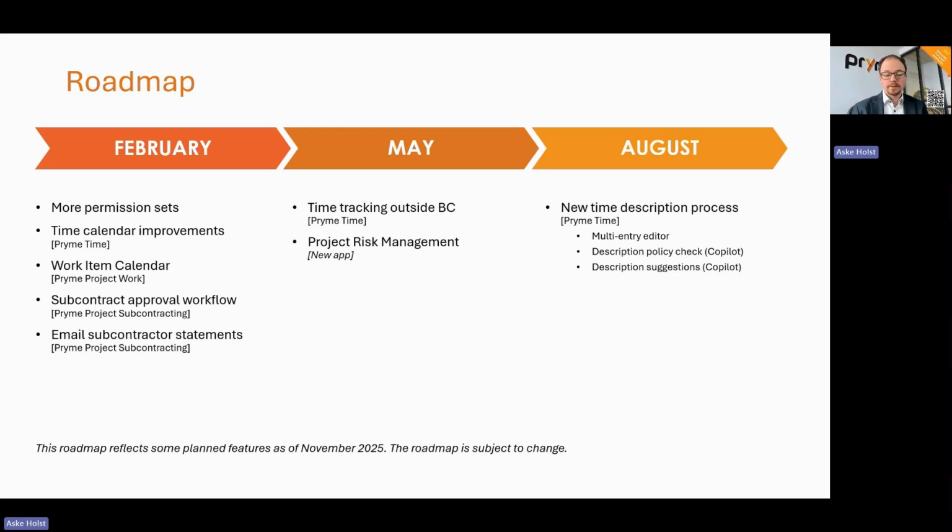So for February, we intend to create more permission sets. We will do some improvements to the time calendar in Pryme Time. For project work, where we looked at the Kanban earlier, there will be a calendar view instead, where you can look at it in a more traditional timeline view. And for the subcontracting, which we looked at last time, there will now be proper approval workflows, and there will be an option to email out subcontractor statements automatically.